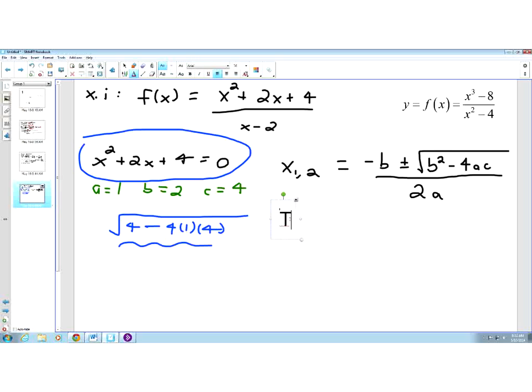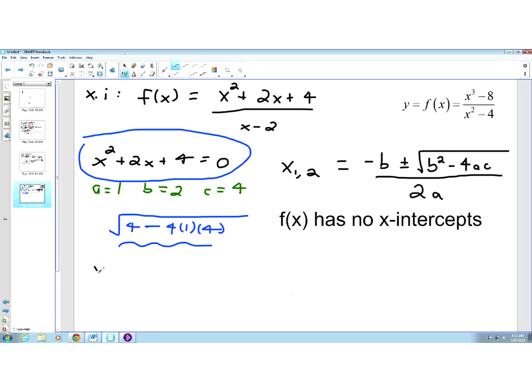So if the quadratic has complex roots, then the indication is that there are no x-intercepts. So f of x has no x-intercepts. Okay? All right.